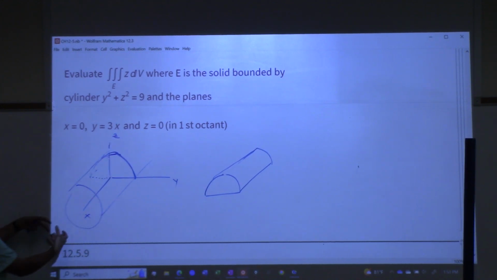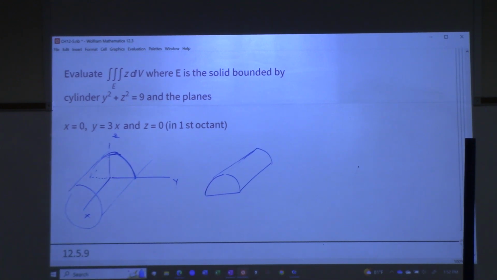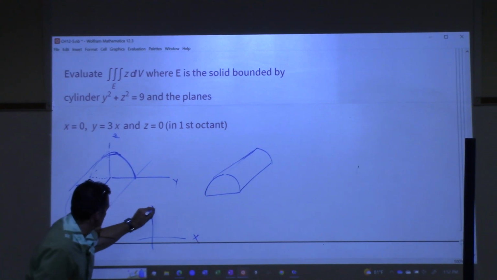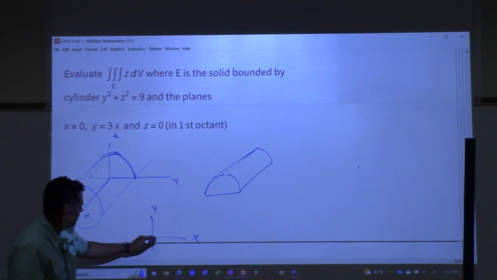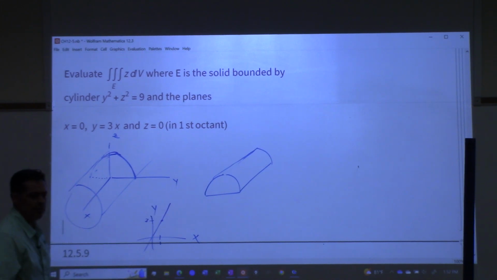Now that cylinder keeps coming, right? It keeps coming out. But I'm cutting it with this as well. y equals 3x. What does that look like over here on the ground? Here's x, here's y. What does y equals 3x look like? If you go out 1, you're up 3. It's a line like that.